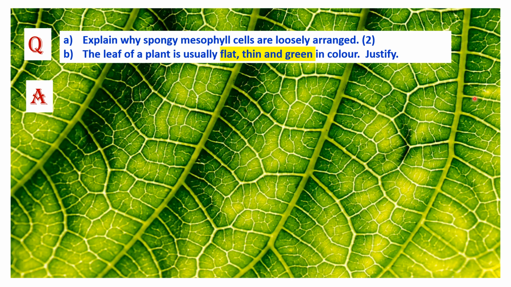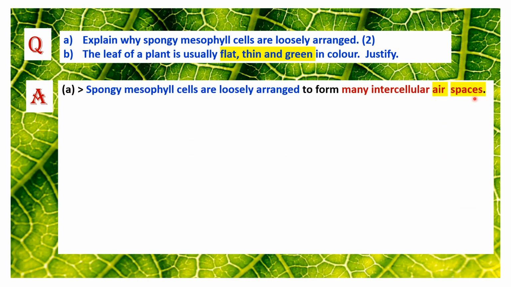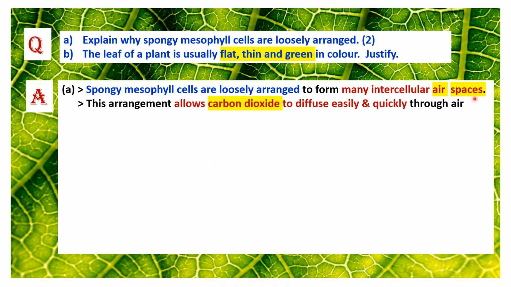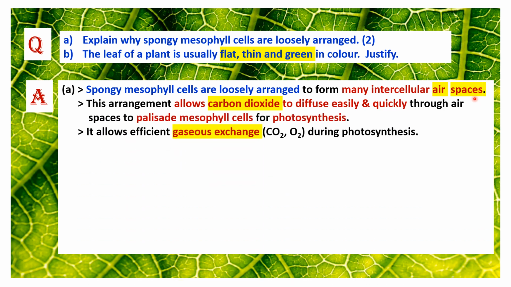Okay, last slide here. Explain why spongy mesophyll cells are loosely arranged. So, spongy mesophyll cells are loosely arranged to form many intercellular air spaces, and this arrangement allows carbon dioxide to diffuse easily and quickly through the air spaces to the palisade mesophyll cells for photosynthesis. So in this way, the air spaces allow efficient gaseous exchange of carbon dioxide and oxygen during photosynthesis, in which carbon dioxide will diffuse into the leaf for photosynthesis, and oxygen diffuses out of the leaf if it is in excess. All right, so oxygen diffuses out through the stomata.